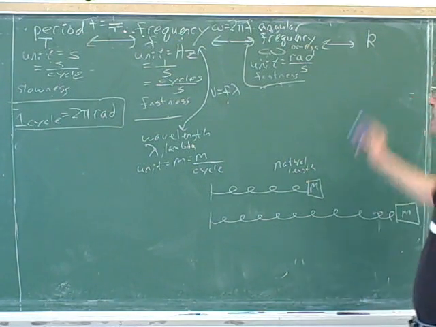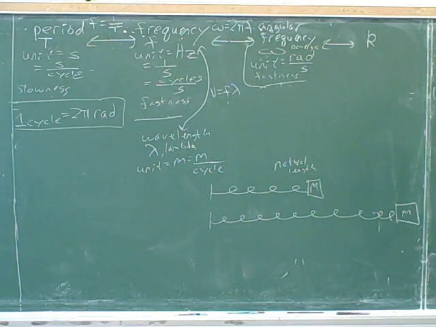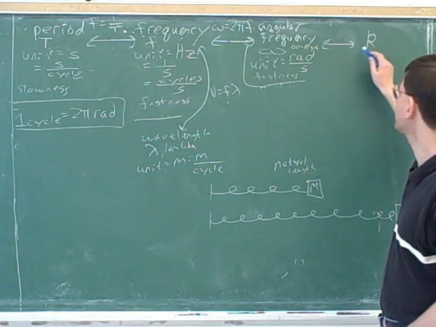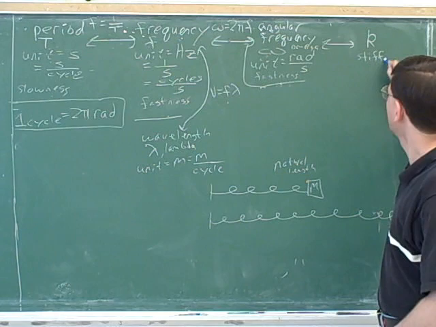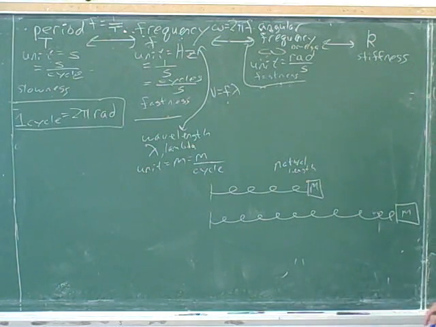Do you remember, did we say that K measures the stiffness or the looseness of the spring? We talked about that? No. Okay, so K is how stiff the spring is, or tight. K is how tight the spring is.